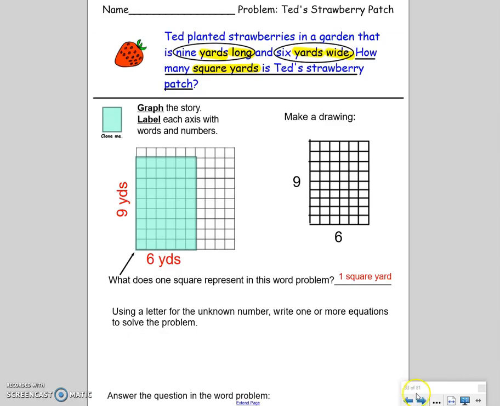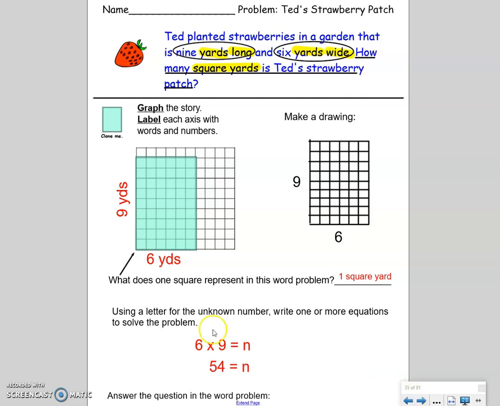What would that multiplication equation look like for this problem if our rectangular object, the strawberry patch, is 9 yards wide and 6 yards long? Well, of course, it would look like 6 times 9 equals n. What does 6 times 9 equal, third grade? You're right. 6 times 9 equals 54. So n equals 54.